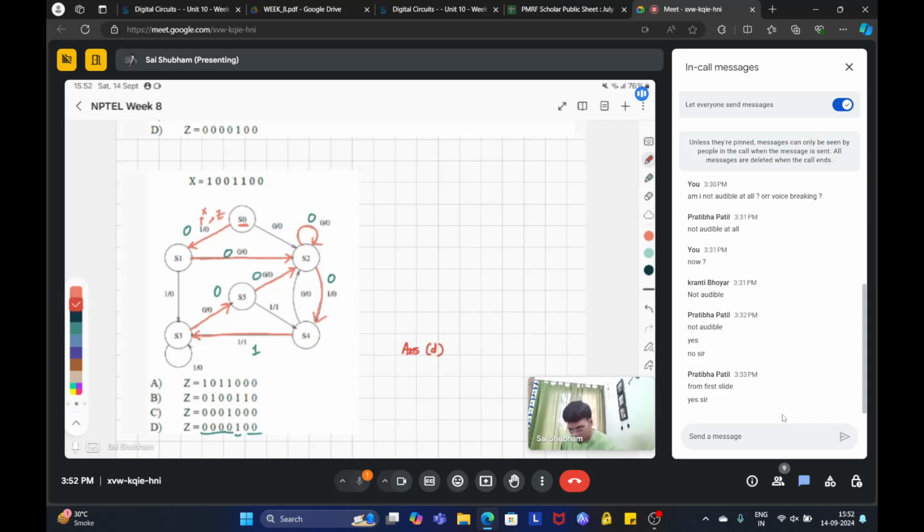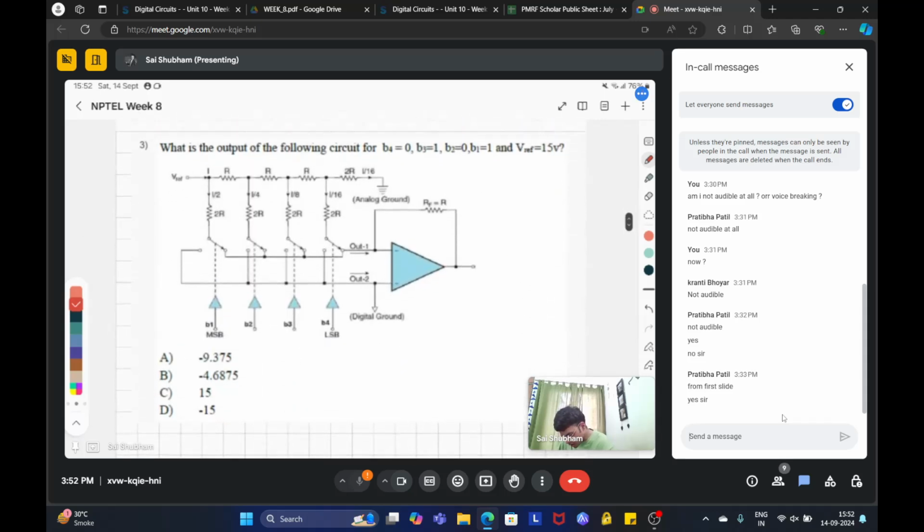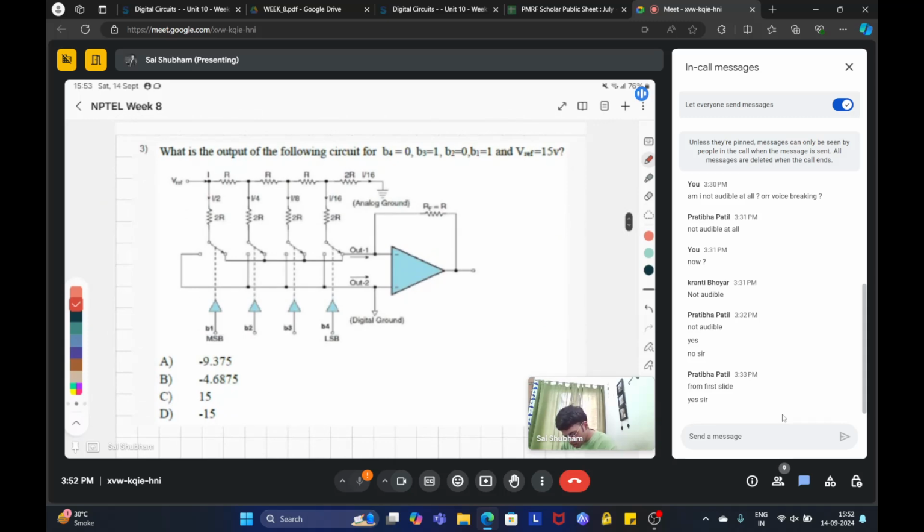Fine. I am moving on to the next question. So this question says, what is the output of the following circuit for B4 equal to 0, 1, 0, 1, and V reference is 15 volt. So by B1, B2, B3, B4, these are the input bits which are used to program these switches. Okay. So this switch will determine whether the circuit is connected to your op amp or it is connected to ground. Okay. So I will give you 5 minutes to solve this question.